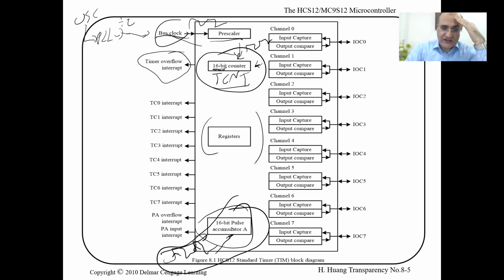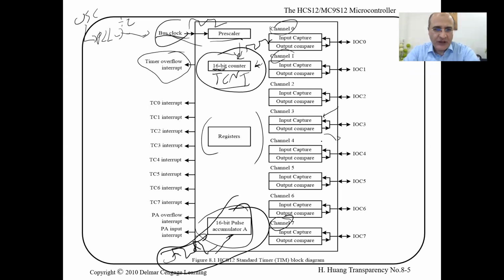Okay, it is a 16-bit pulse accumulator, and we said the enhanced timer module has, in addition to this 16-bit pulse accumulator, 4 8-bit pulse accumulators. And we have 8 channels: channel 0, channel 1, up to channel 7 of input capture / output compare. A feature that can be shared or configured as input capture or output compare.